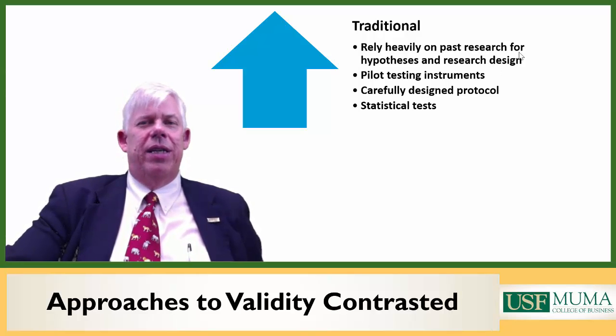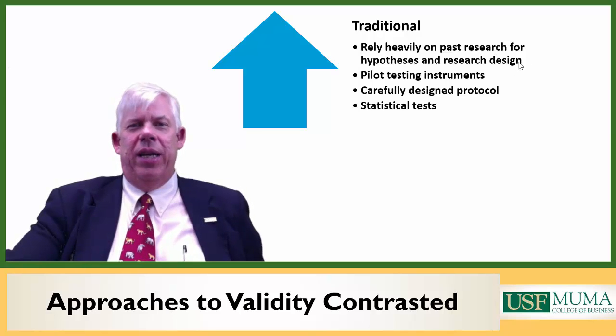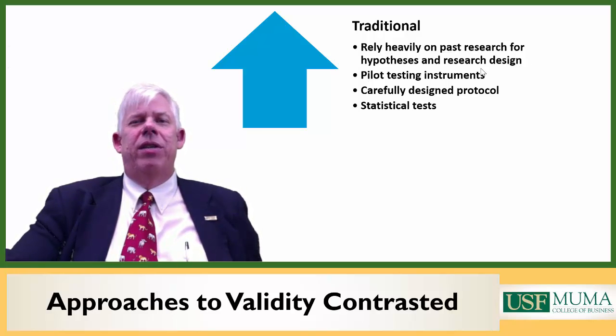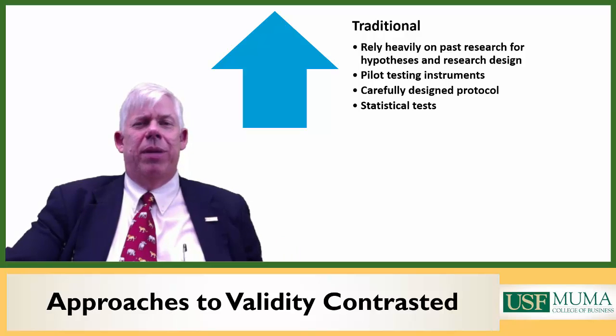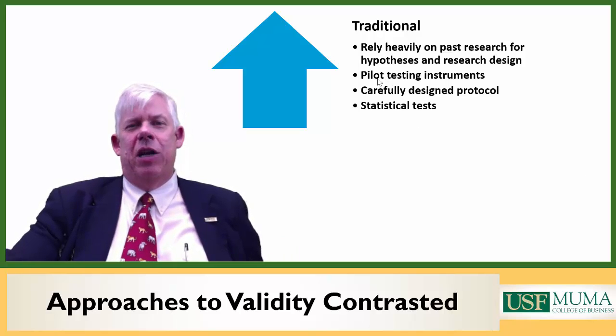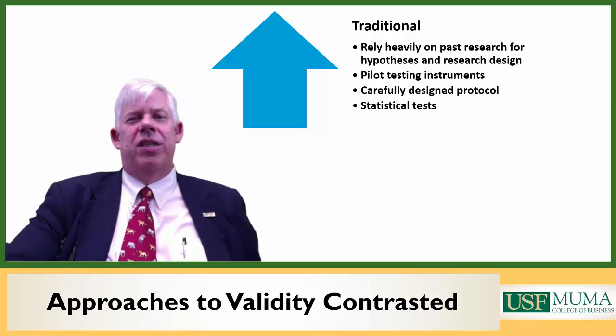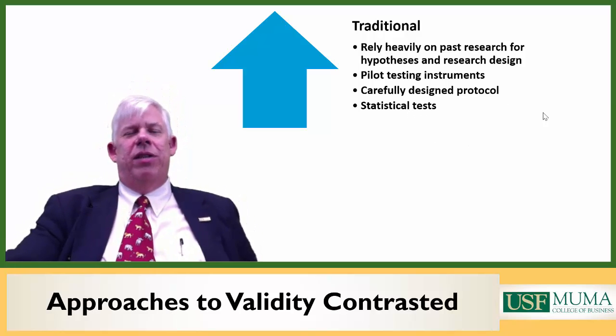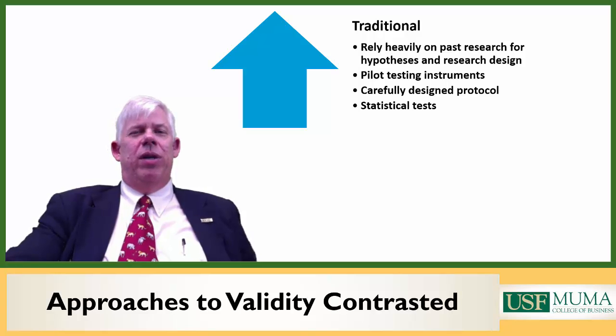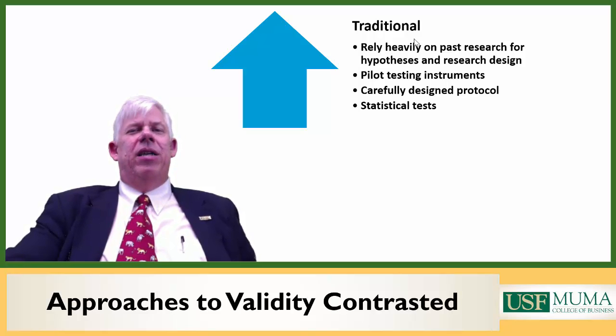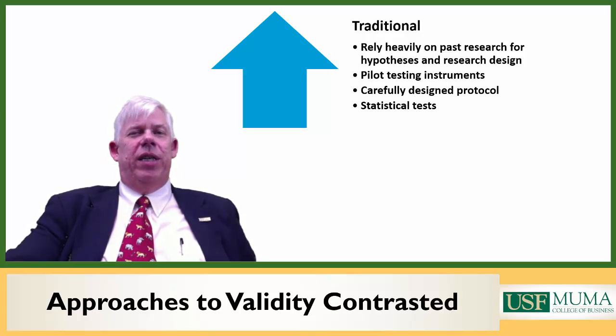If we look at the traditional research design, our validity tests rely heavily on past research for hypotheses and research design. That helps us with construct validity. We pilot our testing instruments, which means we do a lot of pre-tests. This helps a lot with reliability. We have a carefully designed protocol, which helps us with our internal consistency, and statistical tests help us deal again with internal validity. And consistency with past results tends to provide some notion of external validity.